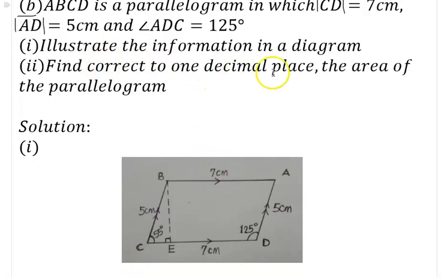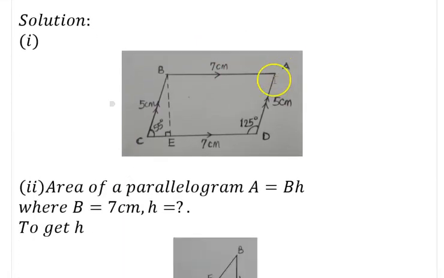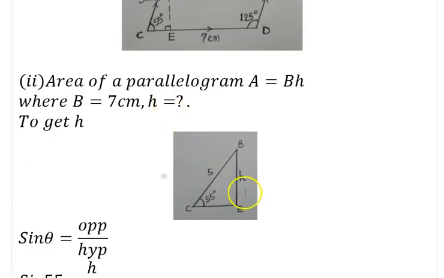Second part is find, correct to one decimal place, the area of the parallelogram. First thing first, what's the area of a parallelogram? It is base multiplied by height. So we have the base already, which is 7 cm. We don't know the height of this parallelogram, so let's bring it out. This is the height.